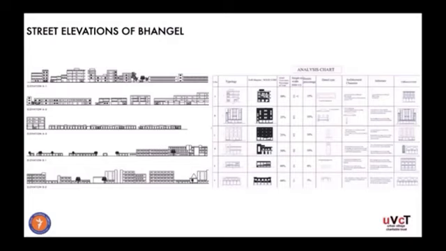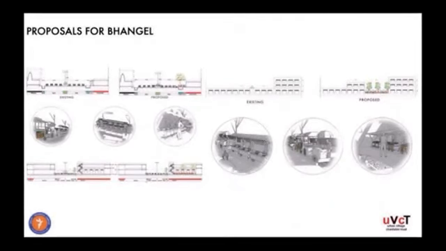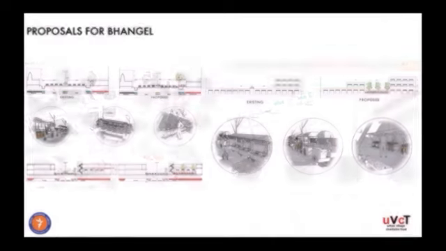So making changes in the typologies, we found some compatible combination of proposed elevation for Bhangel. There is a need to design the informal hawker experience in any of these areas which are there in our cities. So effort was made by a couple of students to design hawkers and vendor shops along the roadside.